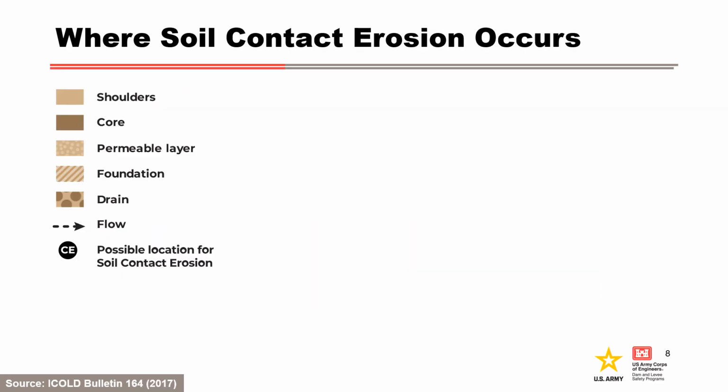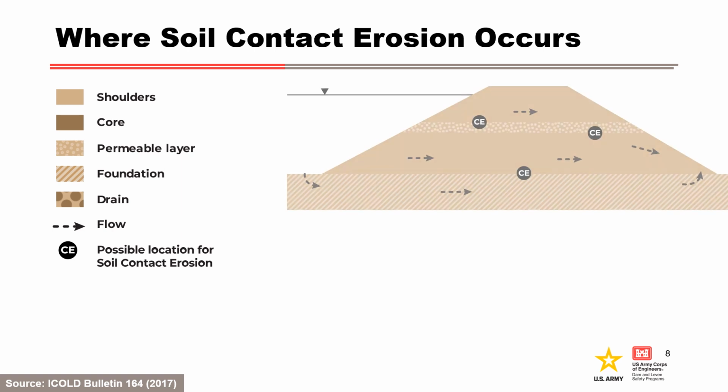Soil contact erosion may occur between any granular layer, such as a filter, drain, or riprap, and fine soil in contact with that layer, where high velocity flow in the coarse soil parallel to the contact erodes the fine soil. These characteristics usually correspond to the interface between the core and a gravelly foundation.